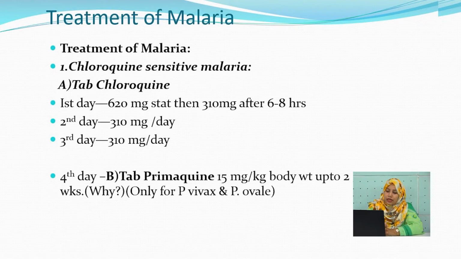On the fourth day, tablet primaquine, that is 15 mg, up to 2 weeks. Why should we give it up to 2 weeks? Because in case of Plasmodium vivax and Plasmodium ovale, there is a latent state, that is hypnozoite. To eradicate this Plasmodium vivax and ovale, we have to give it for 14 days.